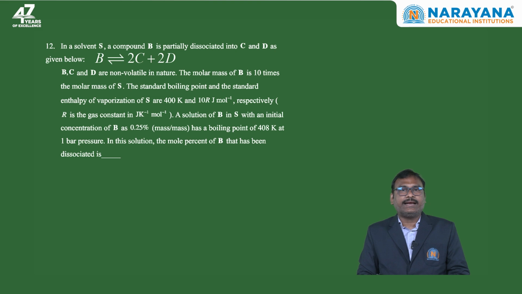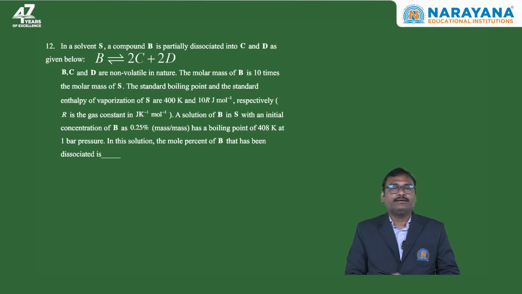The standard boiling point and the standard enthalpy of vaporization are 400 kelvins and 10 R joules per mole respectively, where R is the gas constant in joules per Kelvin per mole. A solution of B in S with the initial concentration of B as 0.25 mass percent has a boiling point of 408 kelvins at 1 bar pressure. The mole percentage of B that has been dissociated is?